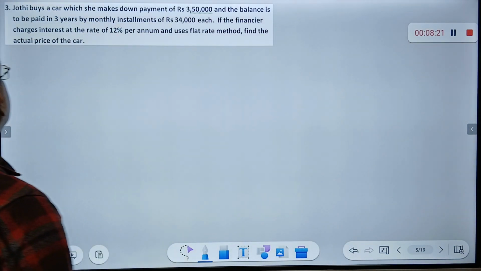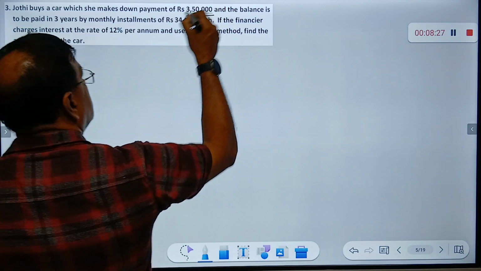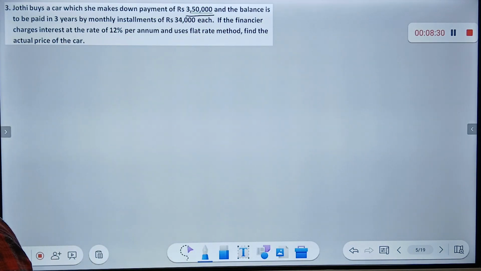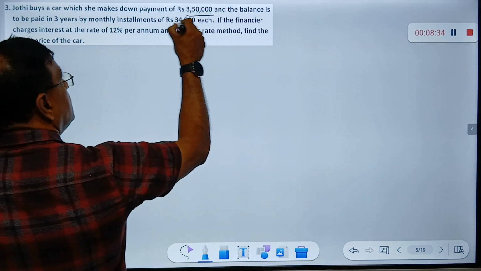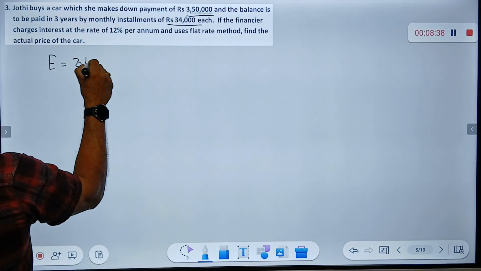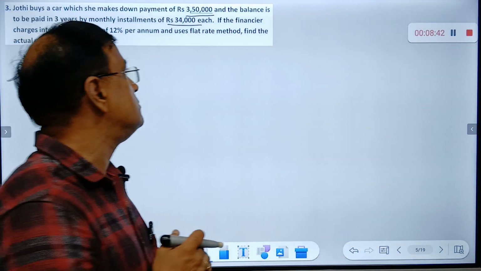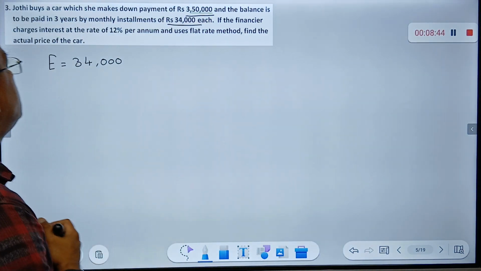What is question number 3? Jyoti buys a car for which she makes a down payment of 3 lakhs. And the balance is paid in 3 years monthly installments. So EMI is given to me. What is my EMI? Monthly I pay 34,000. And my down payment is also given.